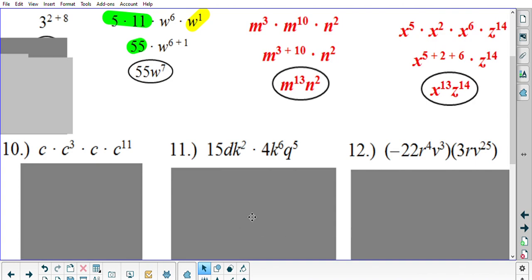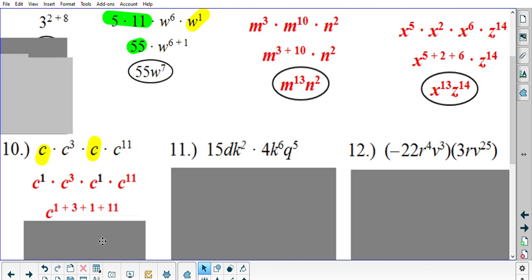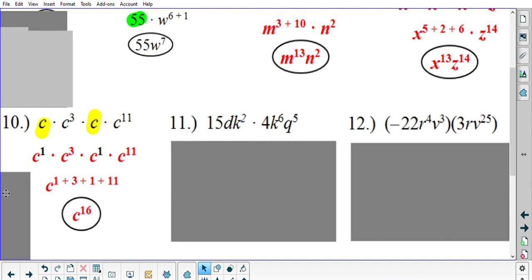Problem number 10. Now this one you have to be a little careful. The c's that you saw without any exponent being shown, they are not c to the zeros. They are c to the first powers. And therefore, when you add the exponents, you have to be adding the ones for the first powers of those c's that we saw initially as just regular c's. And that's going to make this final answer c to the 16th, not c to the 14th.